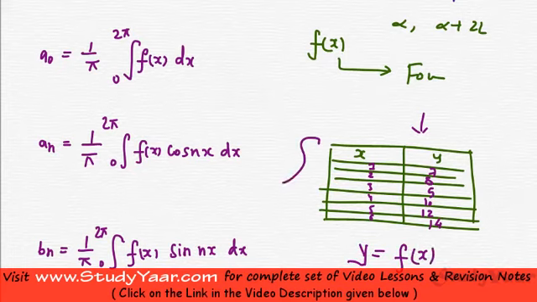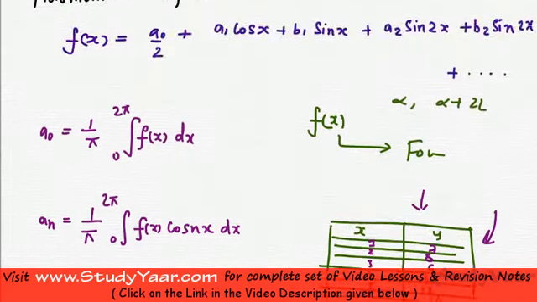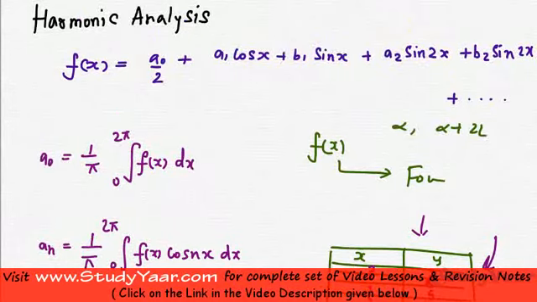Based on this information, based on the values of y at different values of x, you are supposed to get a function of x that represents this. So let's see how we are going to do this with the help of our Fourier series. Before that, let me tell you about some terminology.